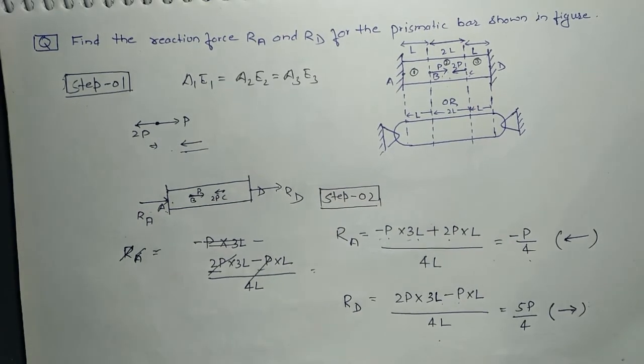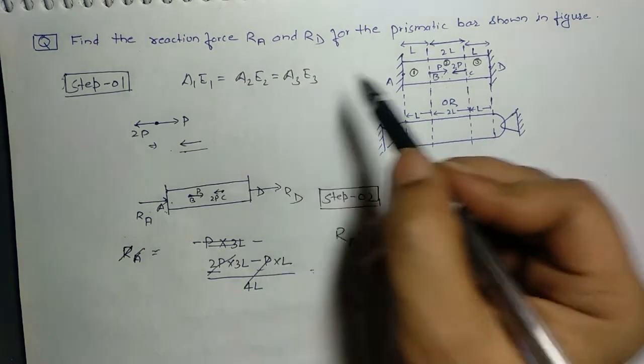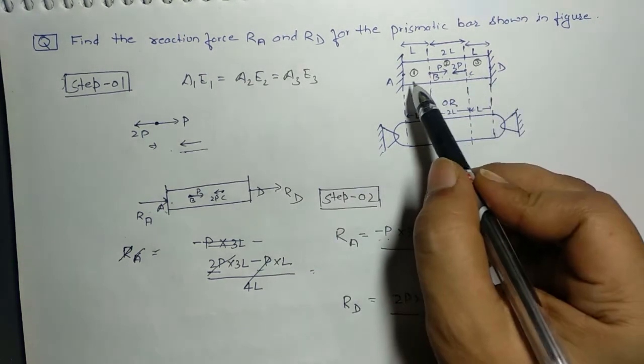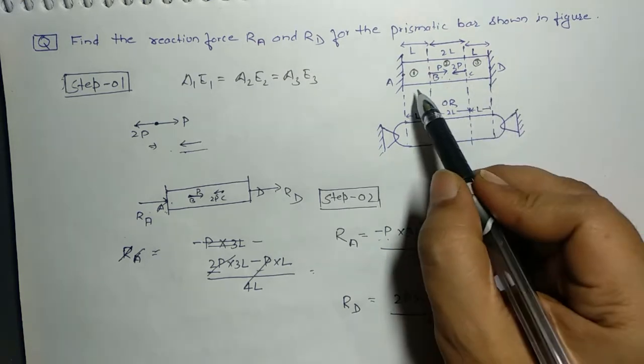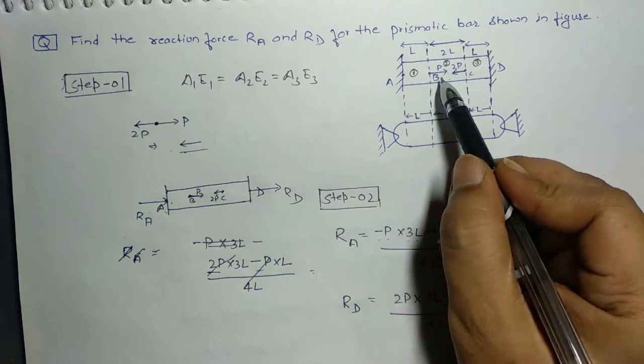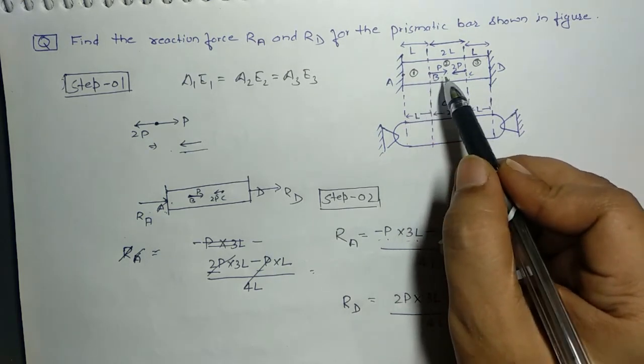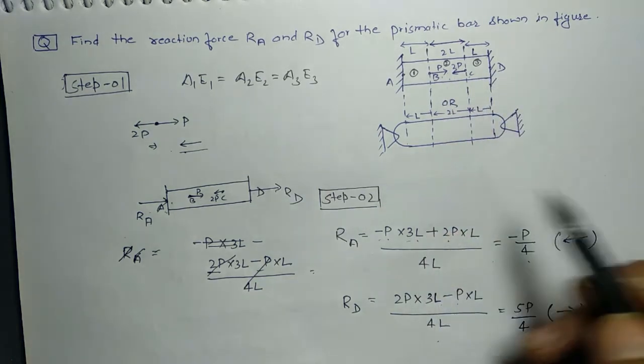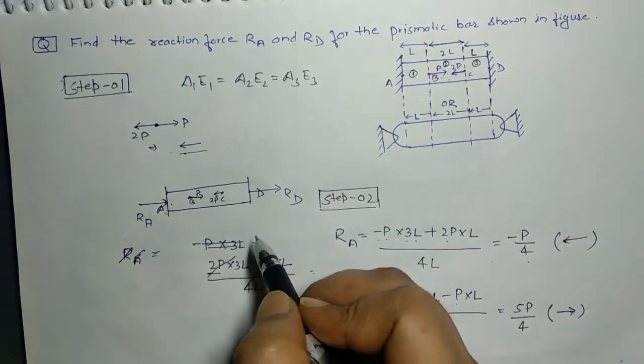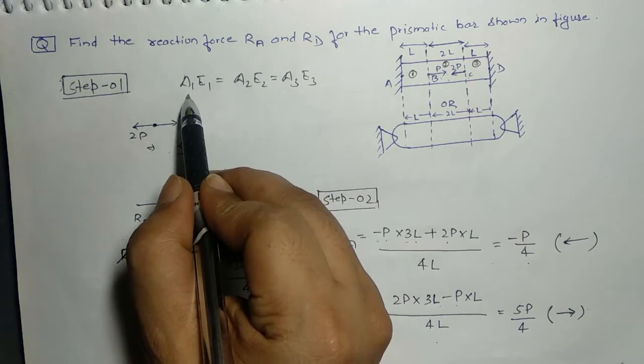Today we are going to see a unique method to find reaction force for a prismatic bar which is fixed at both ends. Here in this question it is divided into three sections: 1, 2 and 3. But before we use this method, it should satisfy the following condition.